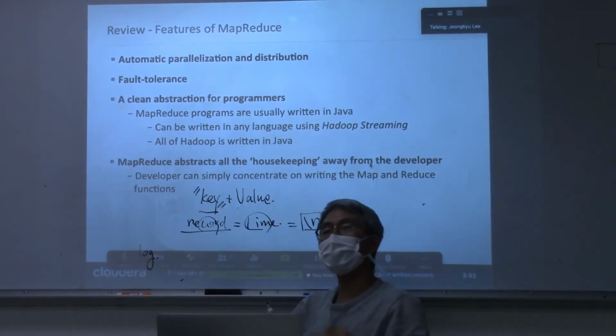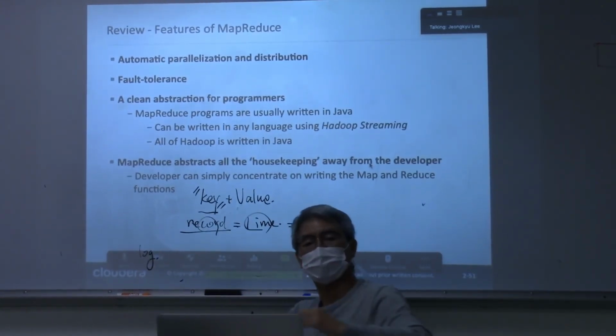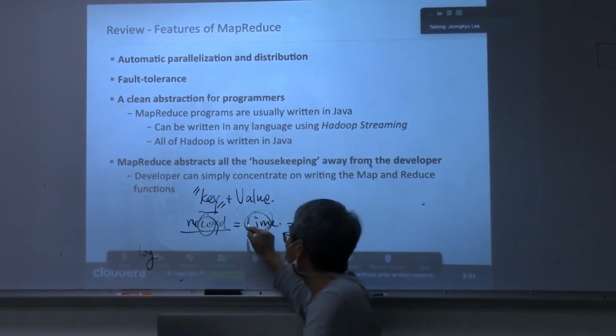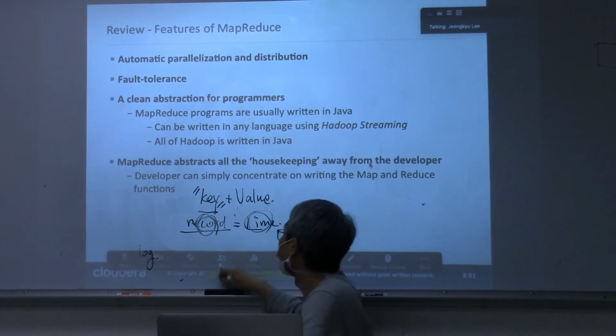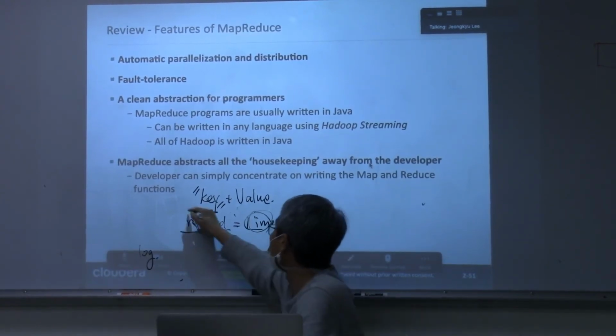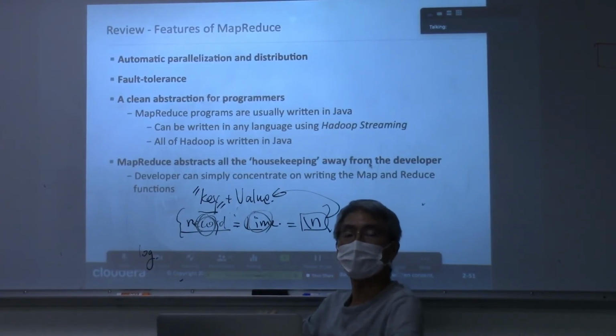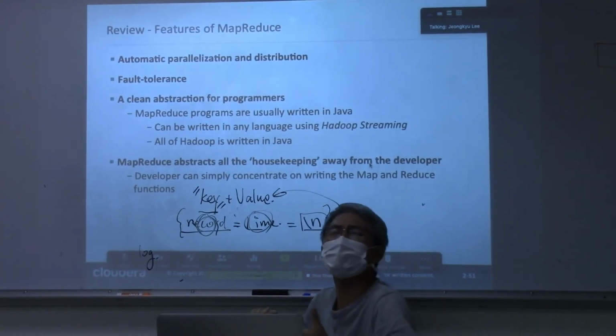The raw data is a line-by-line event. So we can regard one line of data as a record. This is the value first. Then what is the key? Key is just a key.